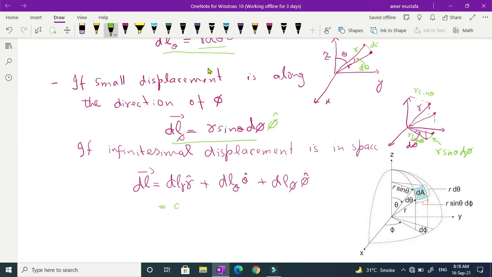dl r is equal to dr into r cap, dl theta is equal to r d theta into theta cap, and dl phi is equal to r sin theta d phi into phi cap. So this is the value of infinitesimal displacement in space.